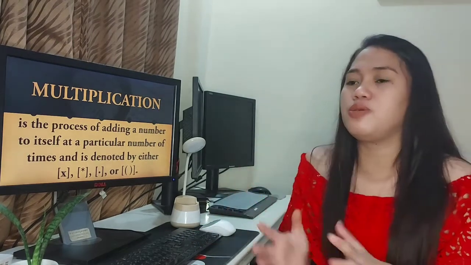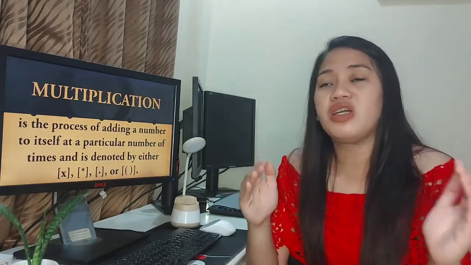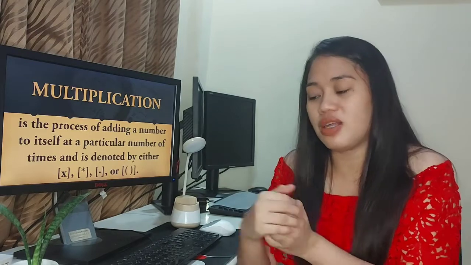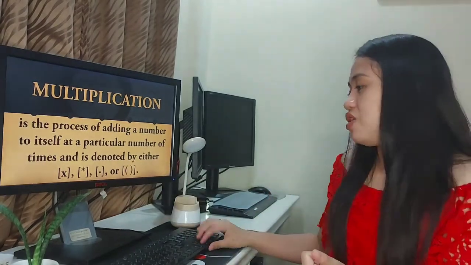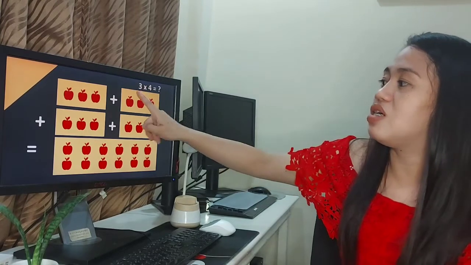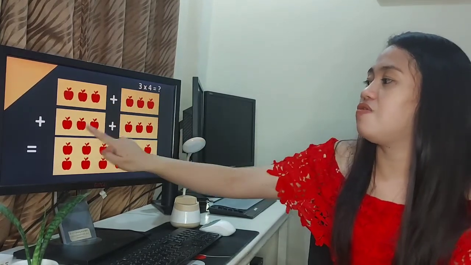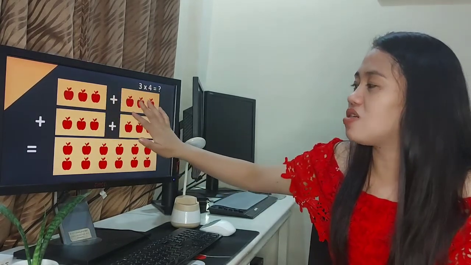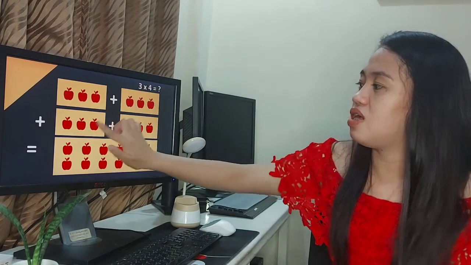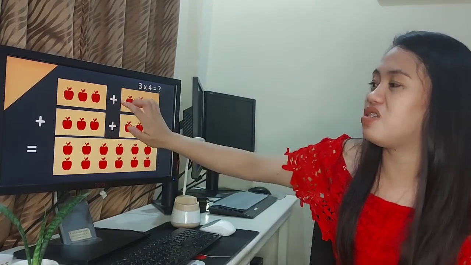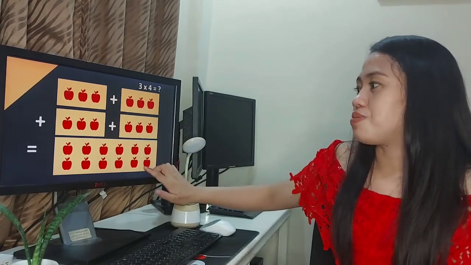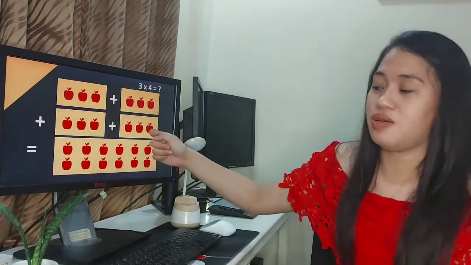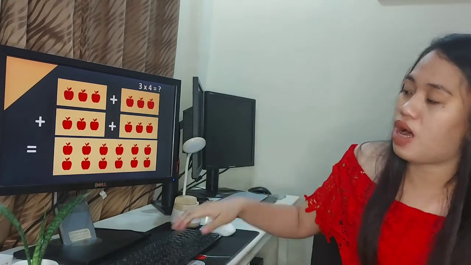Alright, so paano naman yung multiplication? There is a certain number and you add it to itself a certain number of times. And then when you add them all together, you get the answer. For example, I have here number 3. You add number 3 to itself 4 times. Meaning you have 3 apples per box, and you repeat it 4 times. So there are 4 boxes with 3 apples each box. So it means 3 plus 3 plus 3 plus 3. Then you get how many? You get 12 apples.